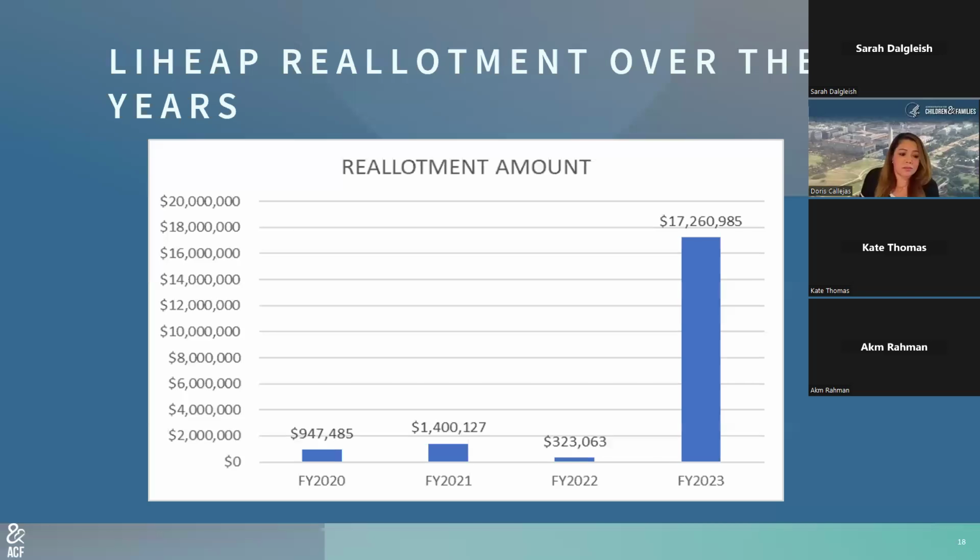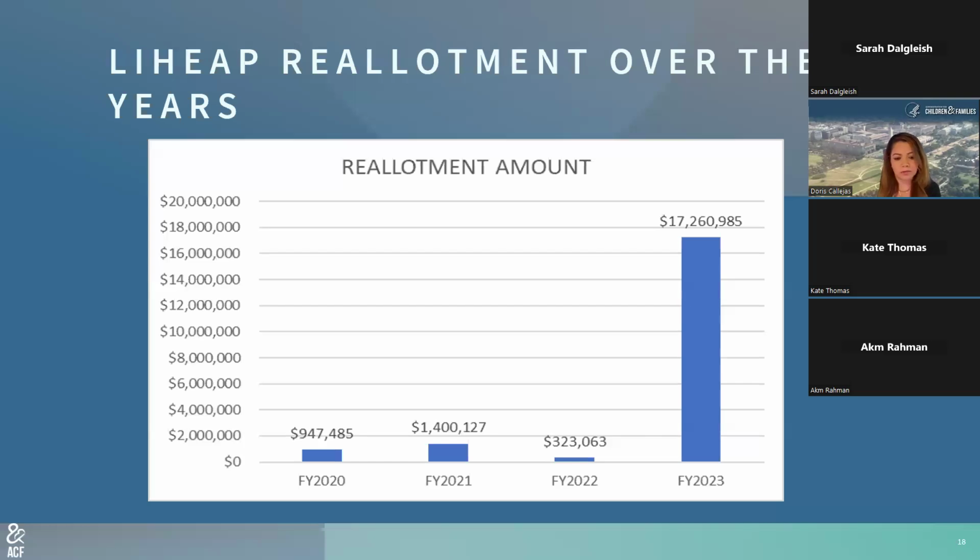So now let's delve into the concept of reallotment over the years. Going back 10 years, reallotments were between $700,000 and $800,000. As we can see from the graph here, over the last 4 or 5 years, these numbers have become trendy. In FY 2020, we were under $1 million, and over the years, this has been increasing. Last year, we reallotted over $17 million, and this year, we are looking at almost the same figure.